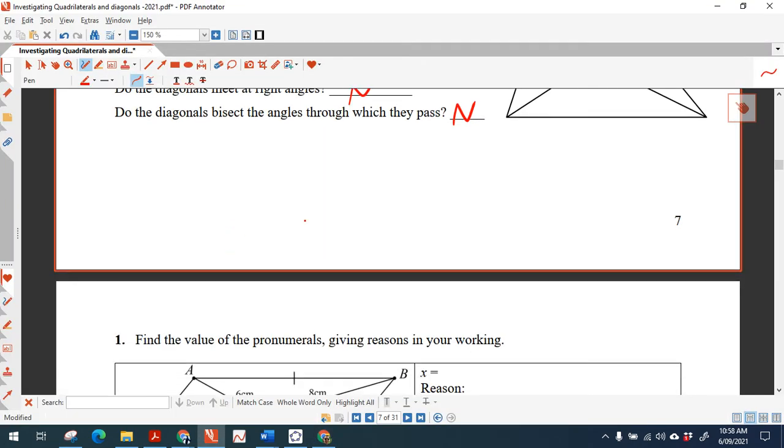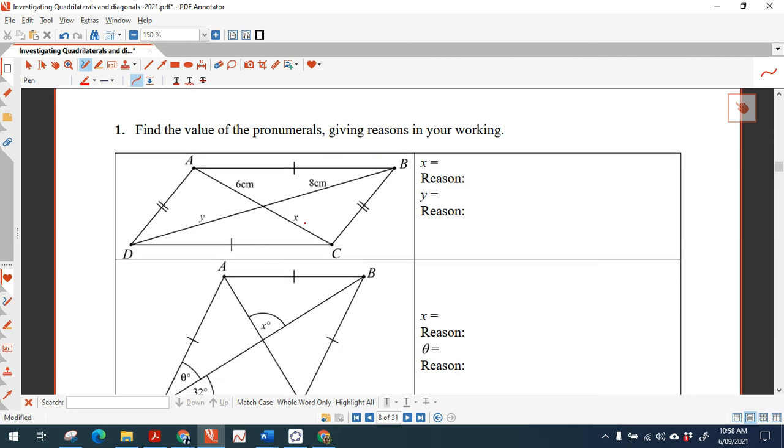All right, now we've got those properties. You're going to have to find the values of the pronumerals. So let's have a look at the first one. You've got to find the length of x. Now, x is this length here in red. This is a parallelogram. You can tell because the opposite sides are equal. So you've got to look at your properties of the parallelogram and tell me what you think. What is x equal to?